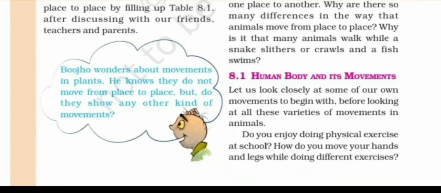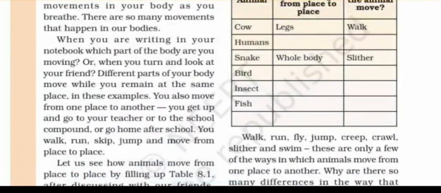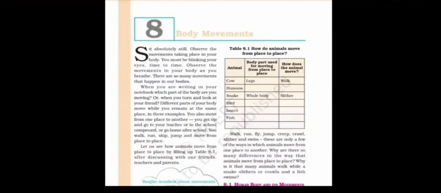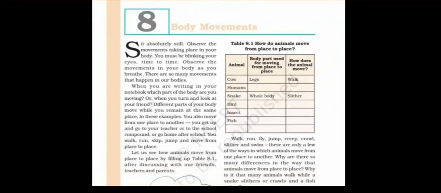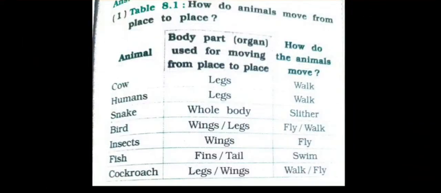Bujo wonders about the movements in plants. Plants also move, not from one place to another, but on their own. You can see the leaves moving, you can see the branches sometimes shaking. So this type of movement is also seen in plants. He knows that they do not move from place to place, but do they show any other kind of movement? Yes. See exercise 8.1. How do plants move? See, I have written it already. I will give you the picture.